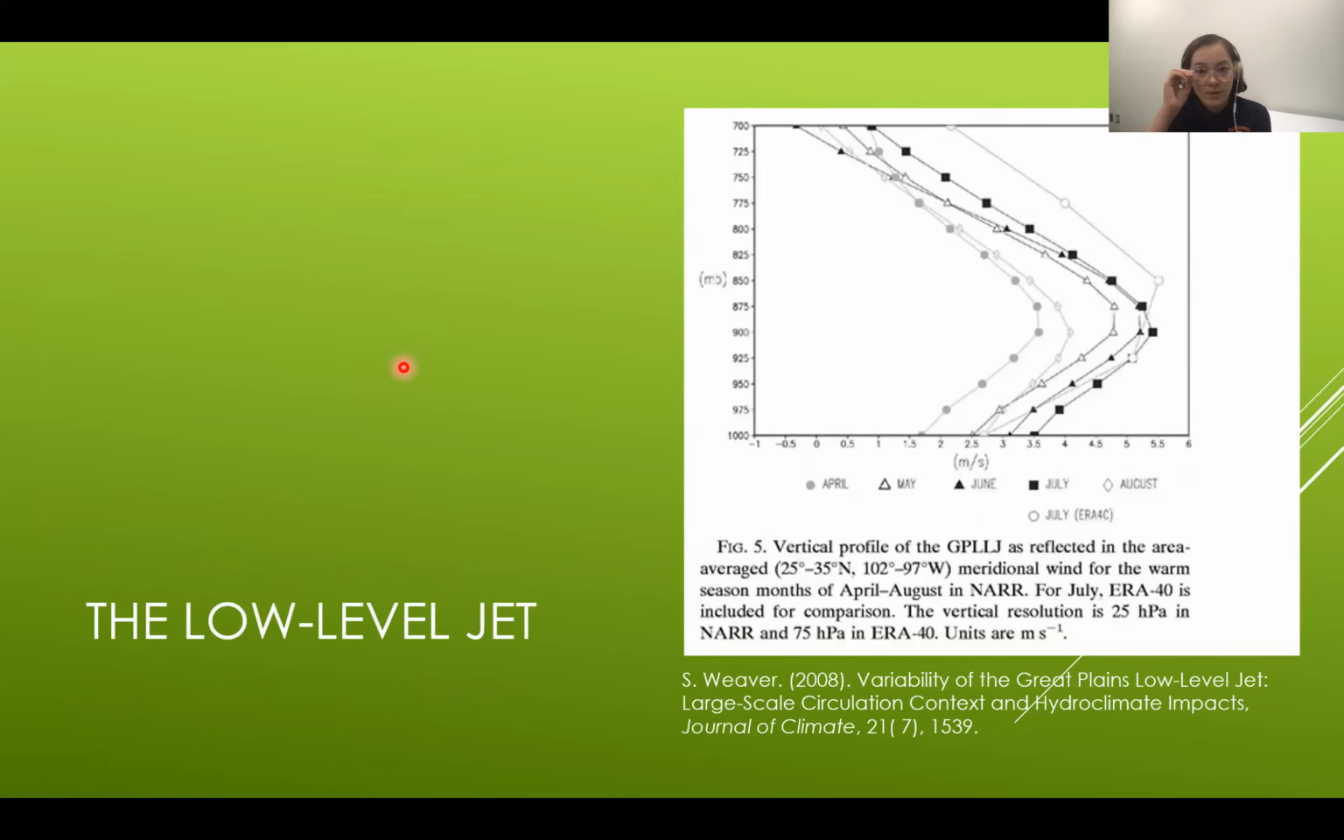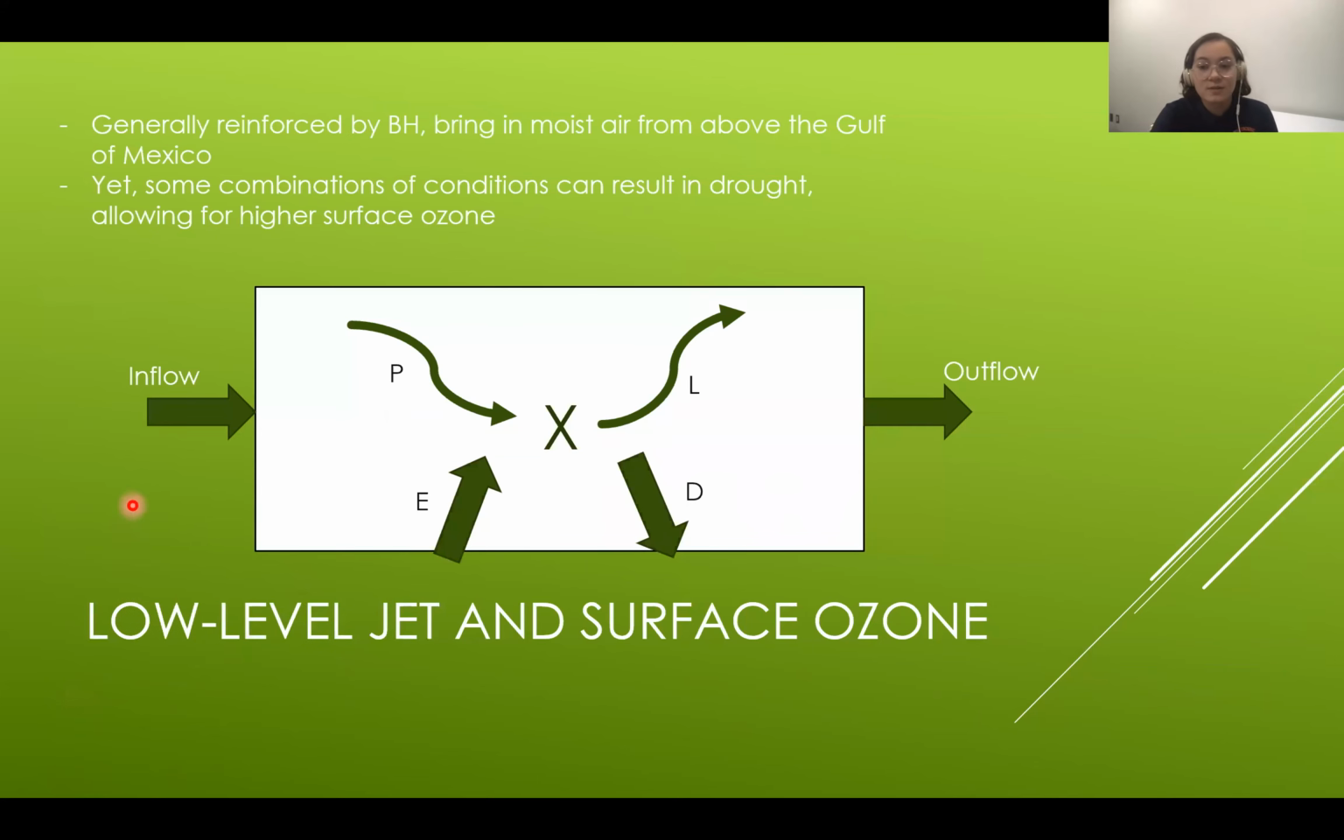Now, another pattern which is similar to the Bermuda High and tends to be reinforced by the Bermuda High is the low-level jet, which is caused by a pressure gradient between the Gulf of Mexico and the Great Plains. And so it's a southerly wind that flows in a direction very similar to the Bermuda High. And so generally it does the same thing, picking up warm air from the Gulf and washing over Houston with it. But in 2011, which I had mentioned was a drought year, it's possible that something different happened.